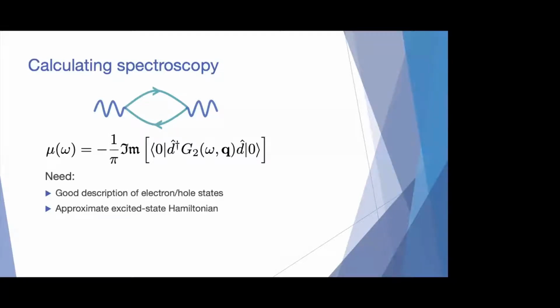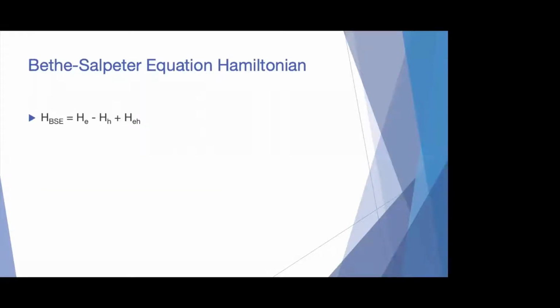And so to go about solving this, we need a good enough description of the electron and hole states and a good enough approximation to the excited state. So how the electron and hole interact with each other and with the system itself. And for that, we turn to the Bethe-Salpeter equation.